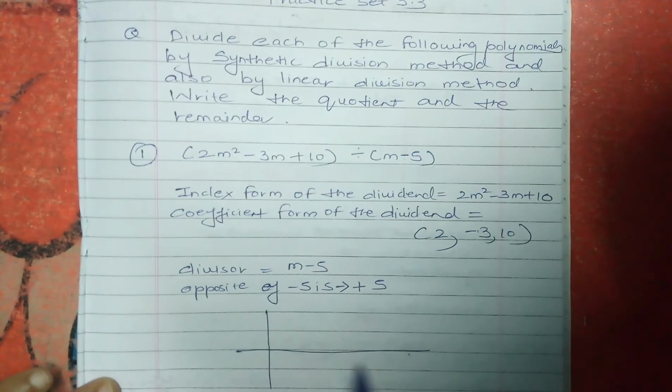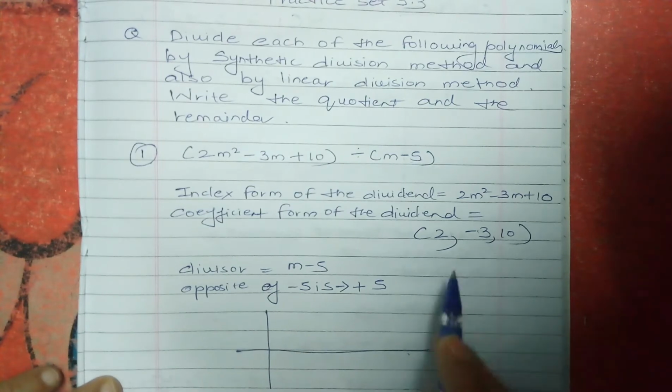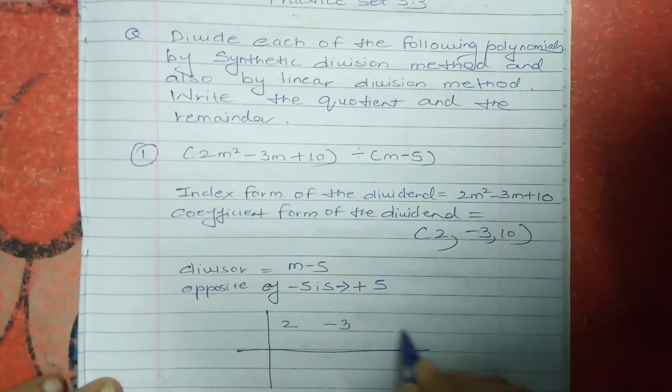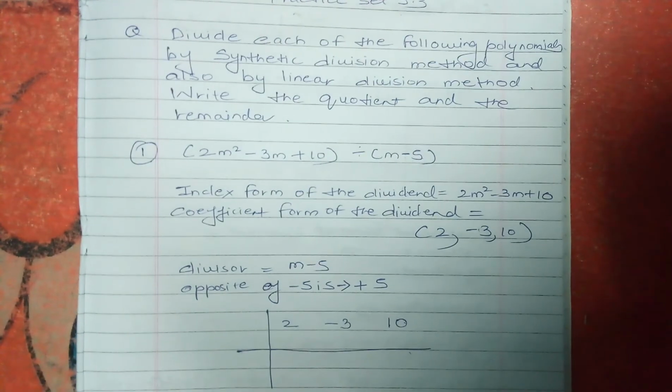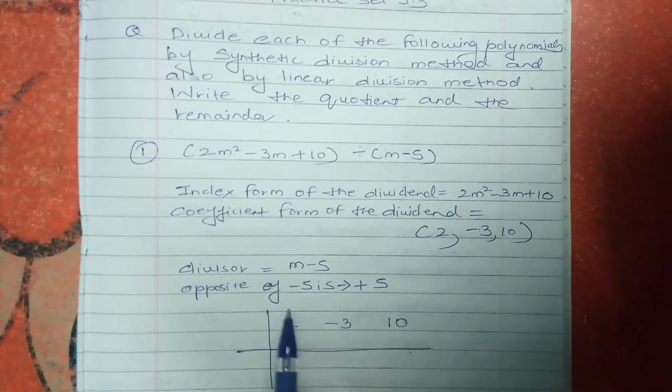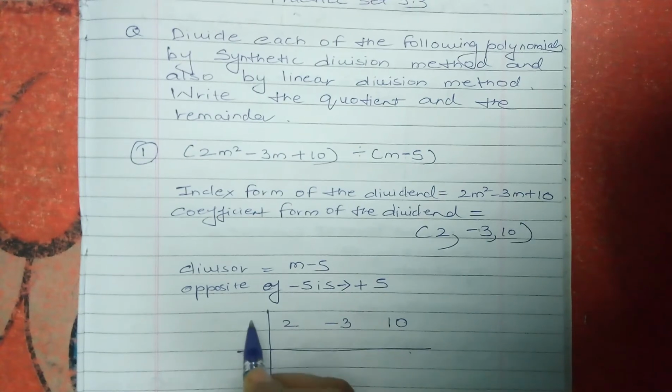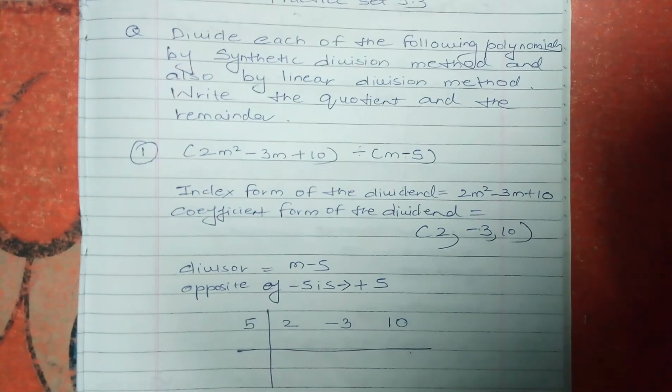You have to make such a type of structure. Then whatever coefficients you have got, the coefficient form of the dividend, you have to write here with sufficient space in between, so that your division is much clearer and understandable. Now, as I told you, the divisor is m minus 5, the opposite of minus 5 is plus 5. So you have to write this plus 5 here. I can just write 5 without any sign.